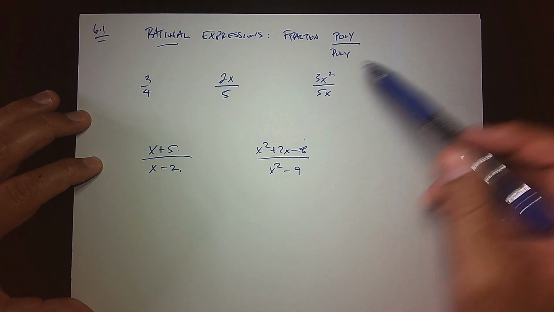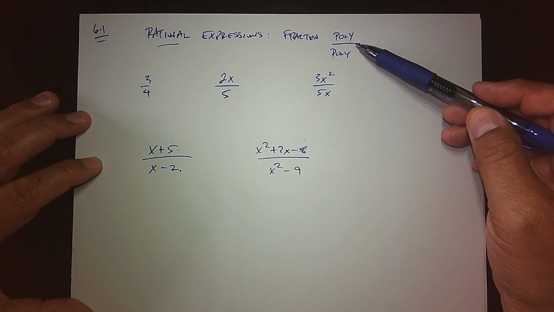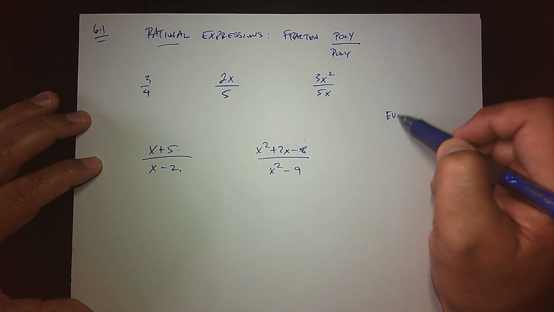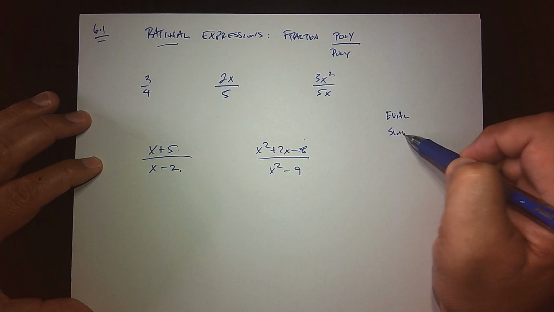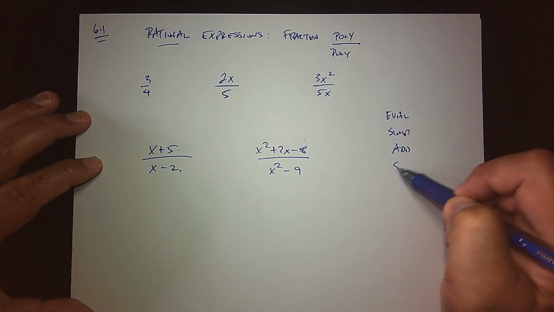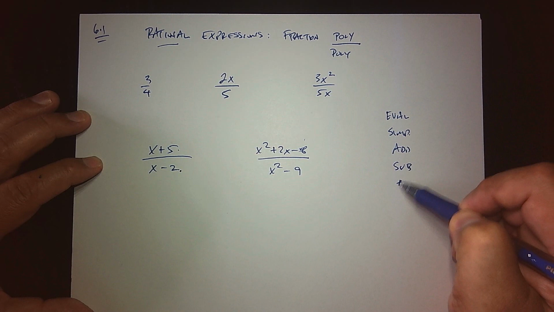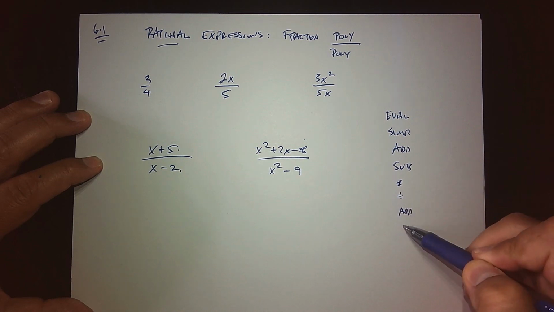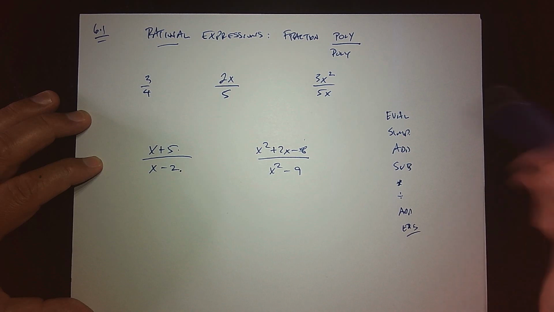So our next task now that we know what they are, is how do we do things with them? So how do we evaluate them? How do we simplify them? How do we add them? How do we subtract them? How do we multiply them? How do we divide them? What are their applications? How do we solve equations with them? So that's pretty much an overview of what chapter 6 is all about.